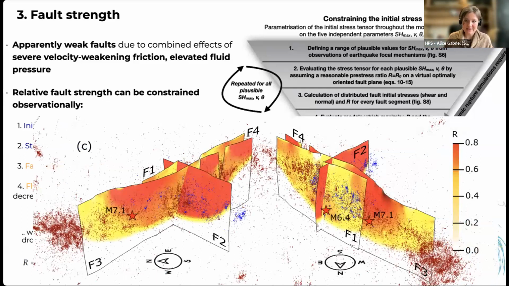Okay, so this is how this looks like. This is this R ratio. If it's more red, this means the fault is a little bit weaker, and if it's more white, it means the fault is a little bit stronger in that area.